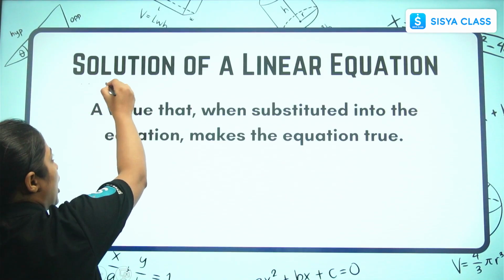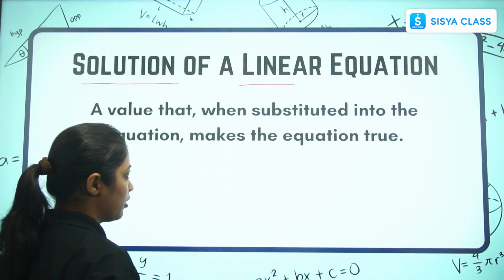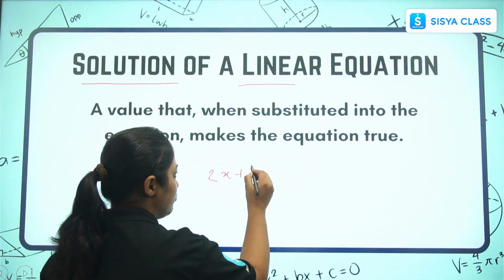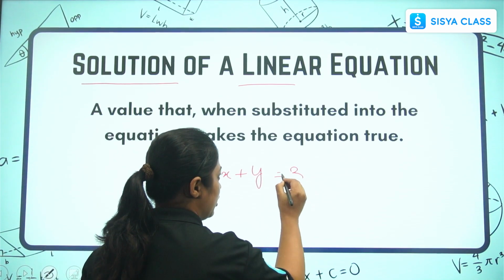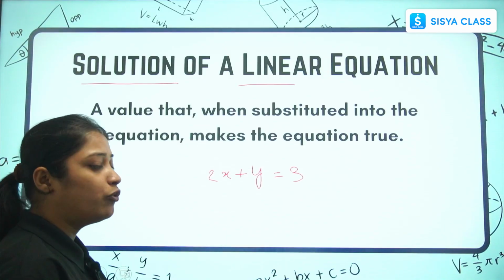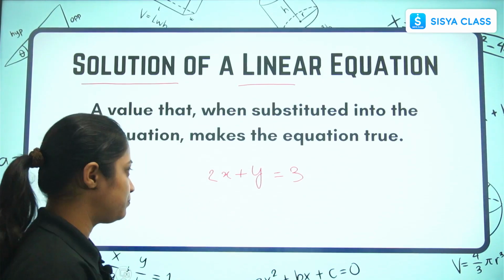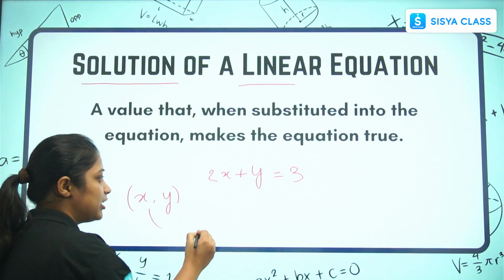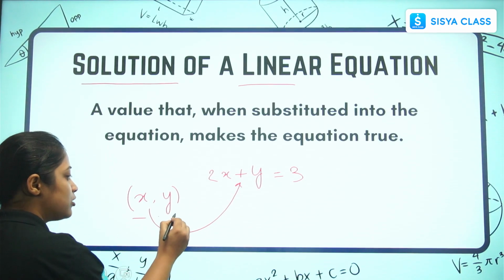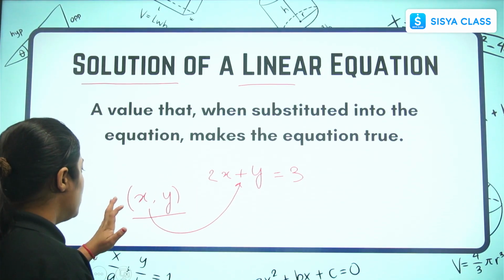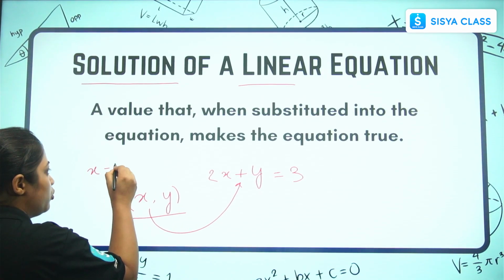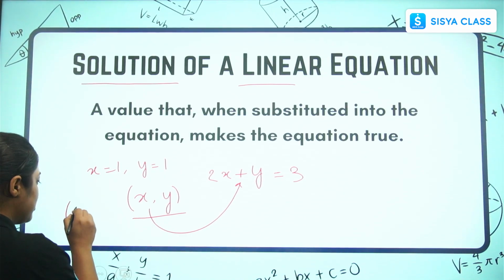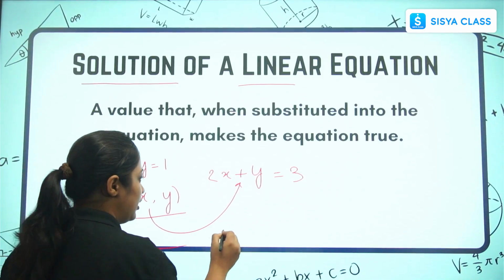Now see what are solution of a linear equation. So suppose you have a linear equation 2x plus y equal to 3. Okay, you have this linear equation. Now what are solution of this linear equation? So any pair of x comma y which satisfy this equation, we call this pair as solution of this linear equation. So for example, if we take x equal to 1 and y equal to 1, okay, then this 1 comma 1 will satisfy this equation.